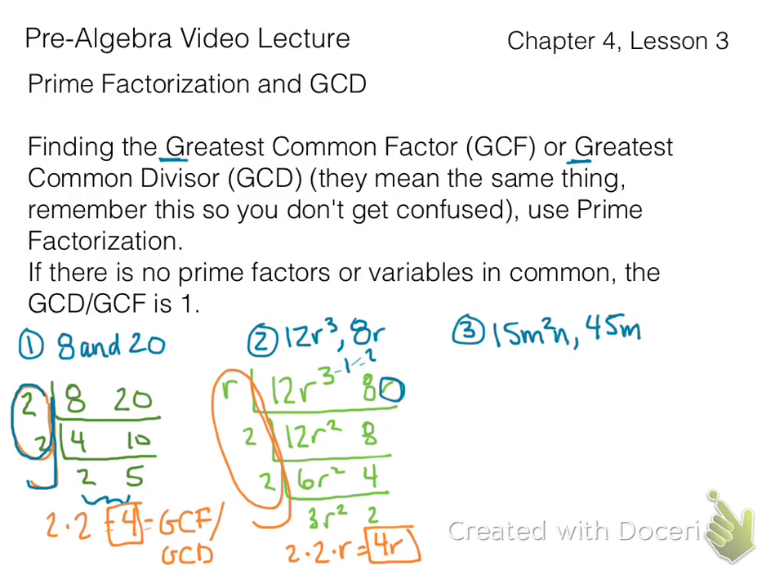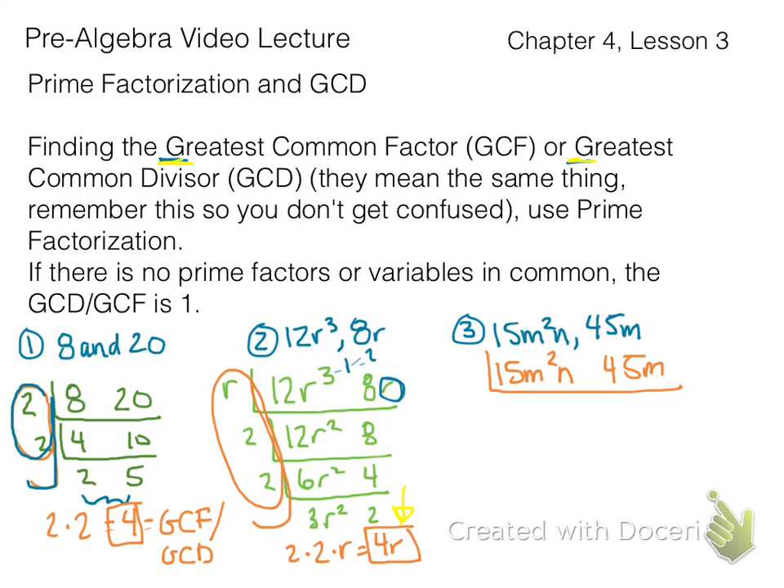All right? So if I were to divide 12r to the third by 4r, I'm going to get something that doesn't have a decimal. And if I divide 8r by 4r, I'm still not going to get a decimal. And this is the biggest number possible, which is why we're dealing with the greatest. It's the biggest number possible. All right. Now let's deal with 15m to the second n and 45m. So let's make our cake.